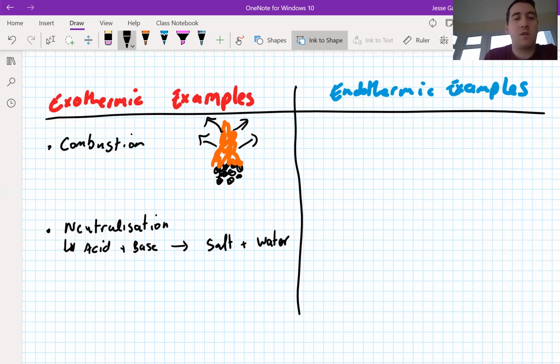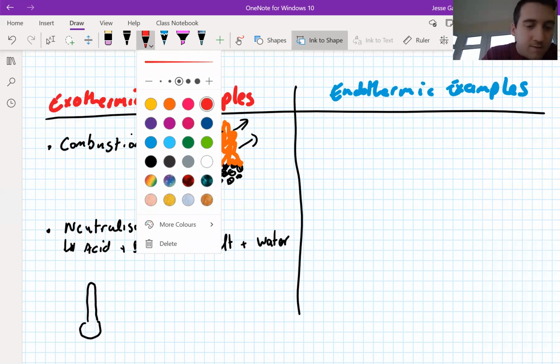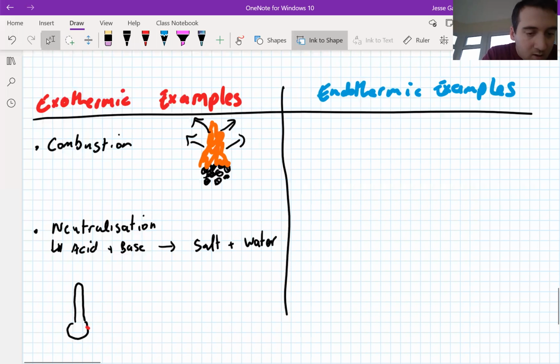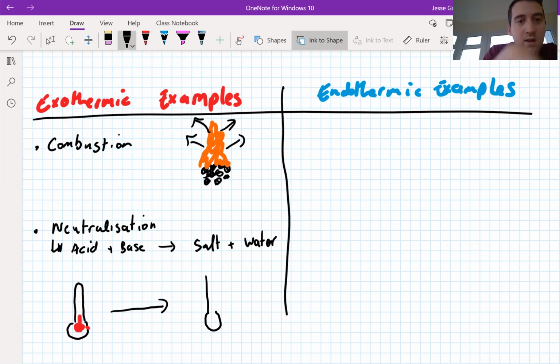All right, so there's 2 examples of exothermic reactions, and overall, if we look at the thermometer, what happens to the thermometer as the reaction occurs? Well, in the beginning, they're low, and in the end, they are higher. So the temperature of the surroundings will increase. So the temperature will be higher. Okay, increases.